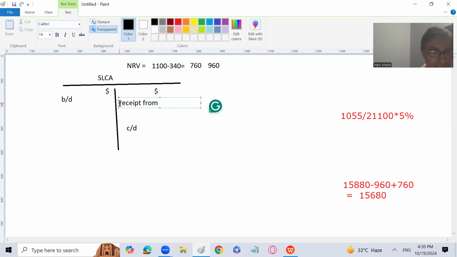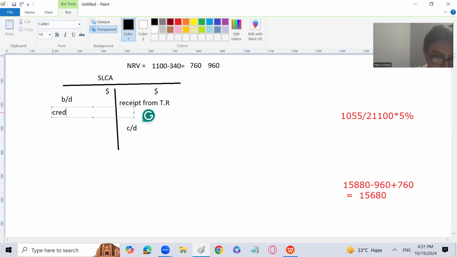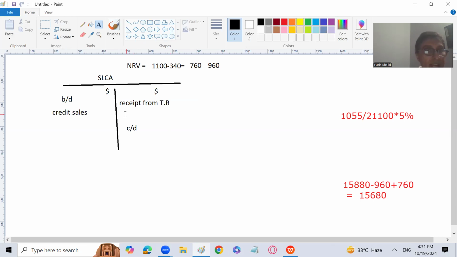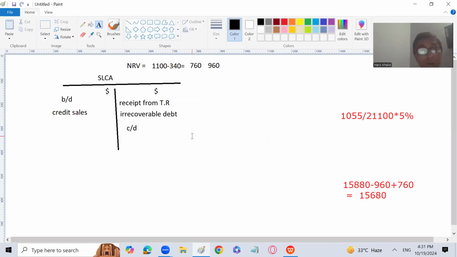Receipt from trade receivable, I must write, just to abbreviate it and make it simple for me. And then I will write over here credit sales. But remember that we have some bad debts also. So we have to write irrecoverable debts also over here because that is given in the question, and bad debts is also a part of the sales ledger control account.